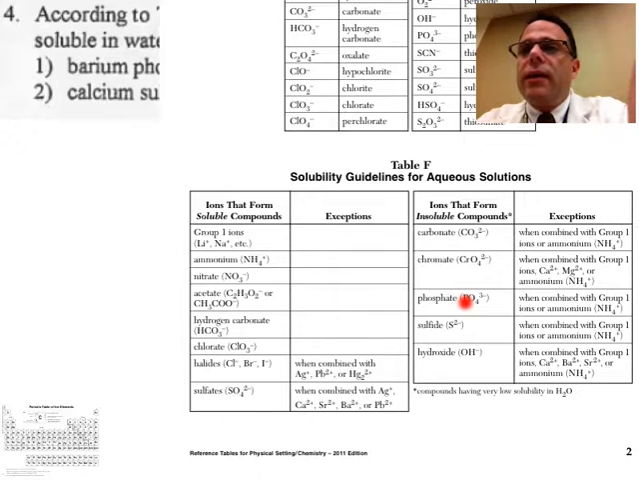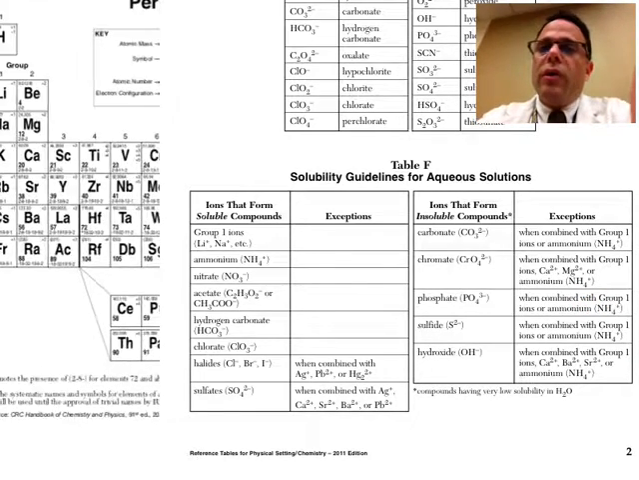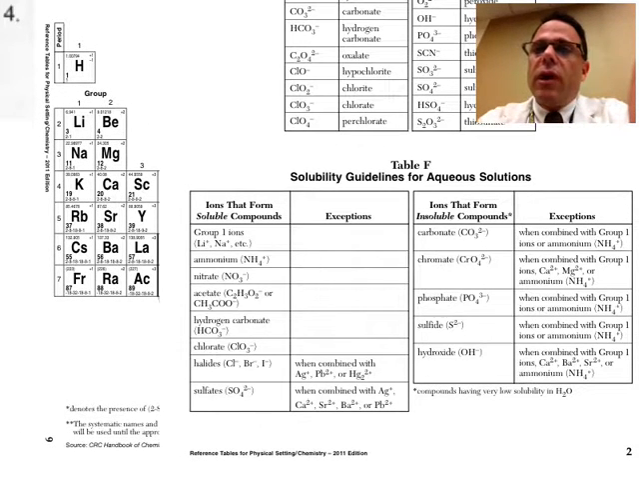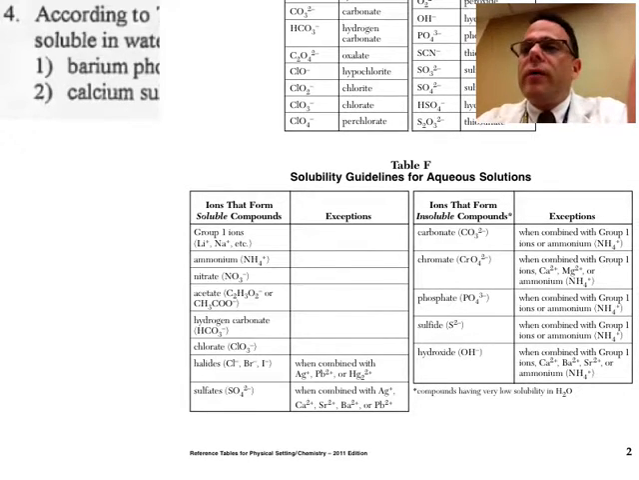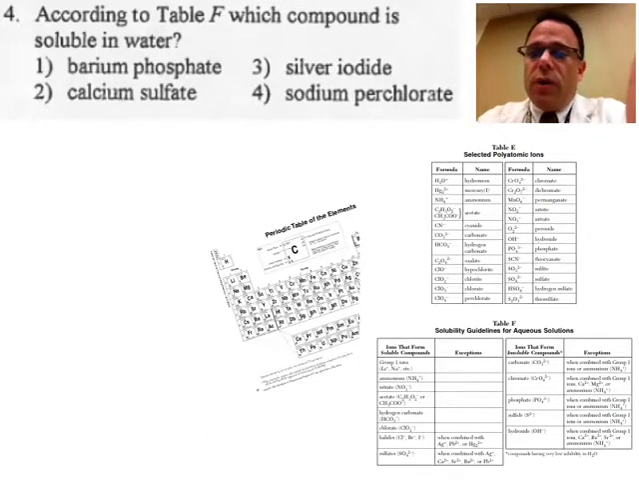All right, now, is it soluble or insoluble? Well, it is insoluble unless it's combined with group 1 elements. Is barium group 1? Where are you, barium? There it is. Is that group 1? Nope, not in the least. So, barium phosphate is going to be insoluble. Is that what the question's looking for? Nope, it wants soluble. Number 1 is out.